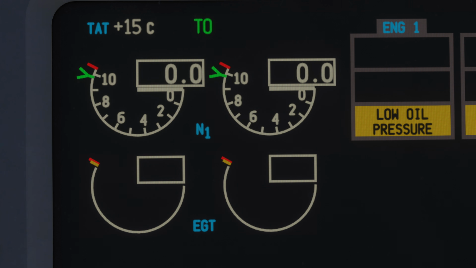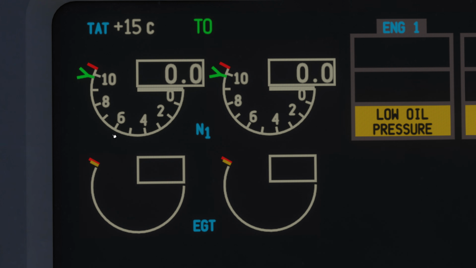N1 has the advantage of being very simple, while it has the disadvantage of, number one, not giving us a linear relationship to the actual thrust output of the engine, and number two, not always giving us the same thrust output for the same N1 figure. Think of it like this. You got a fan rotating at 3000 RPMs. That equals, for example, 60% N1.